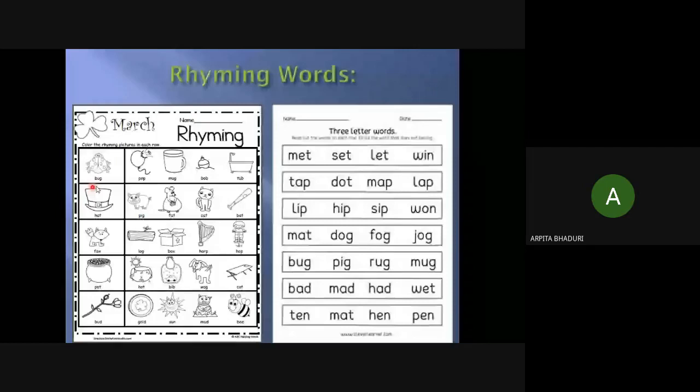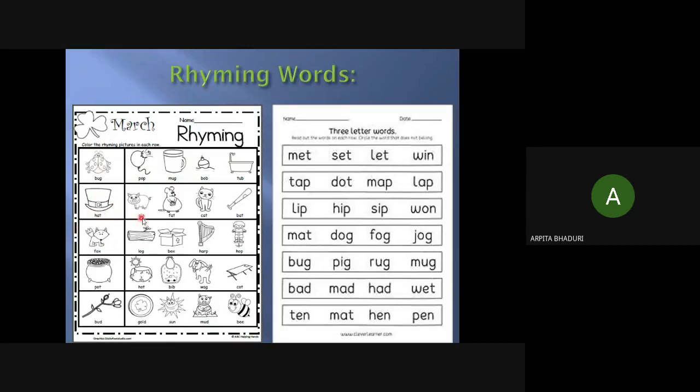Rhyming now, can you see the first one, bug? Yes, ma'am. Come to the left side worksheet, bug. So, in this first line, what is matching with bug? Can you tell me? Mug. Mug. Very good. You have to color the mug. Yes, they are having the ug sound. Excellent. So, you have to color the picture which is matching with this one in the left hand side.